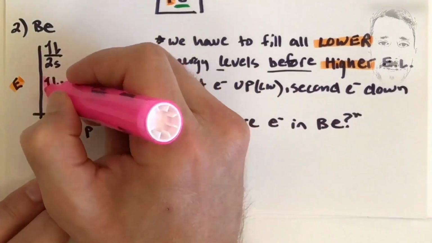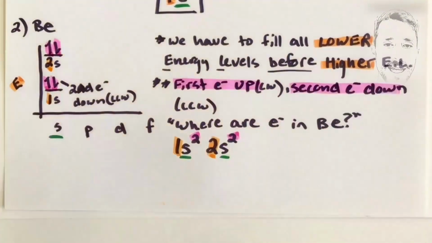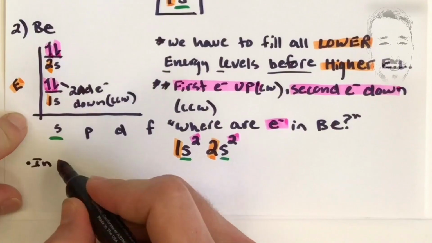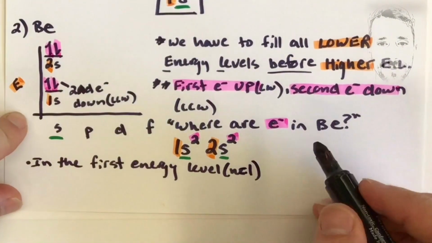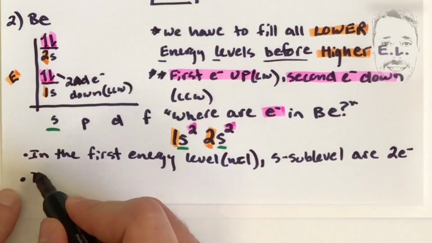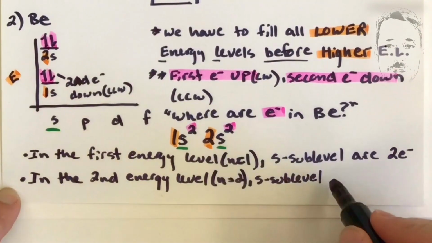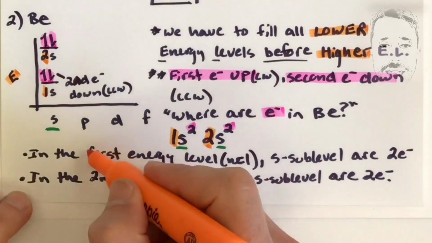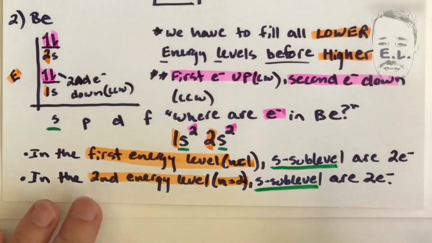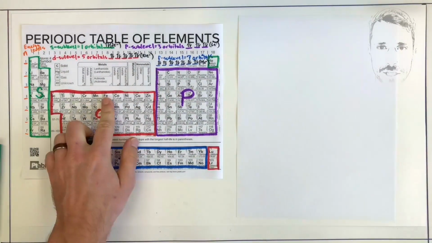So where are the electrons? In the first energy level, in the s sublevel, are 2 electrons, and in the second energy level, in the s sublevel, are 2 electrons. And that's where they are in beryllium right there. So again, the first energy level, that's n equals 1, in the s sublevel are 2 electrons, and in the second energy level, in the s sublevel, are 2 electrons. And each spot on the periodic table represents an electron that you're putting down in your electron configuration and in your Aufbau diagram. So let's do 2 more examples, and then maybe later, another day, we'll just do a video of a whole bunch of examples.